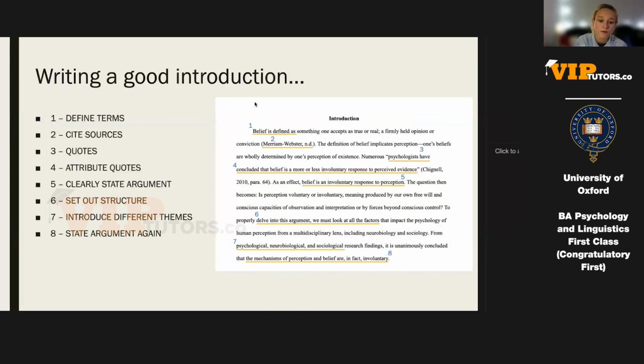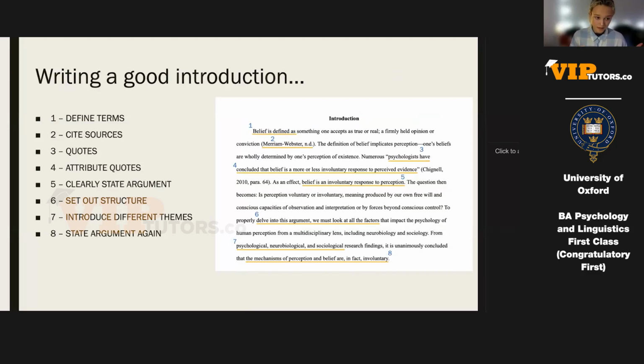So I've highlighted a few things which entail a good introduction here. They've included a subheading, which isn't necessary, but it is useful. The first thing I've highlighted is that they've defined the terms in the question, belief, immediately in their opening sentence, which is a very good indicator that this student has a clear writing style and a clear argument. The second thing I've highlighted is that they're citing their sources. Thirdly, they've used a quote and then they've cited that quote.